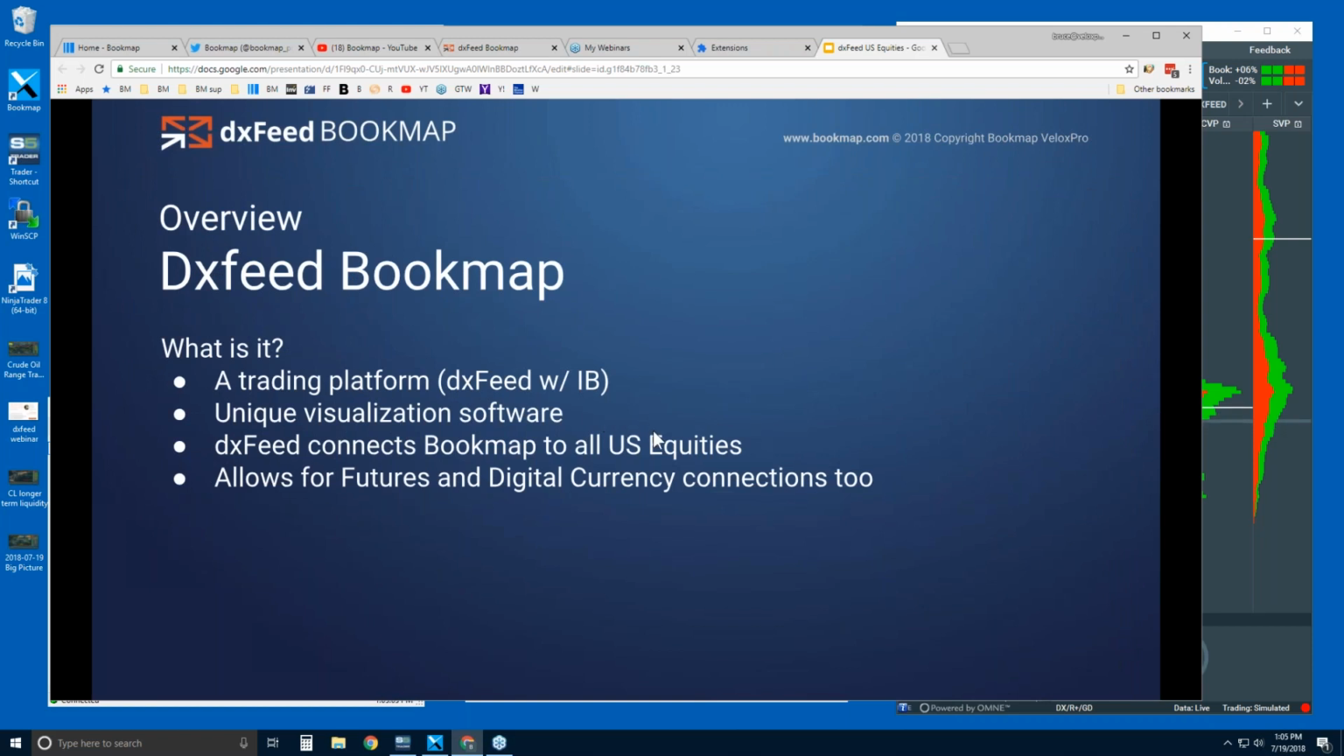Overview: dxFeed Bookmap, what is it? It's a trading platform connected to dxFeed, and you can also trade through Interactive Brokers via dxFeed. It's unique visualization software, and that's our advantage compared to other platforms. Other platforms aren't showing the transparency that we are. The dxFeed connects Bookmap to all US equities. It also allows for other markets like futures and digital currencies.